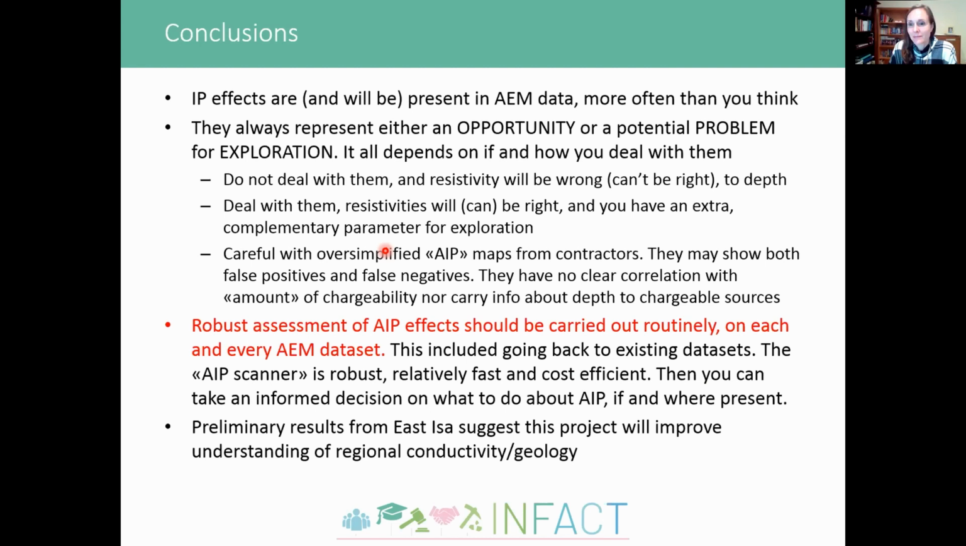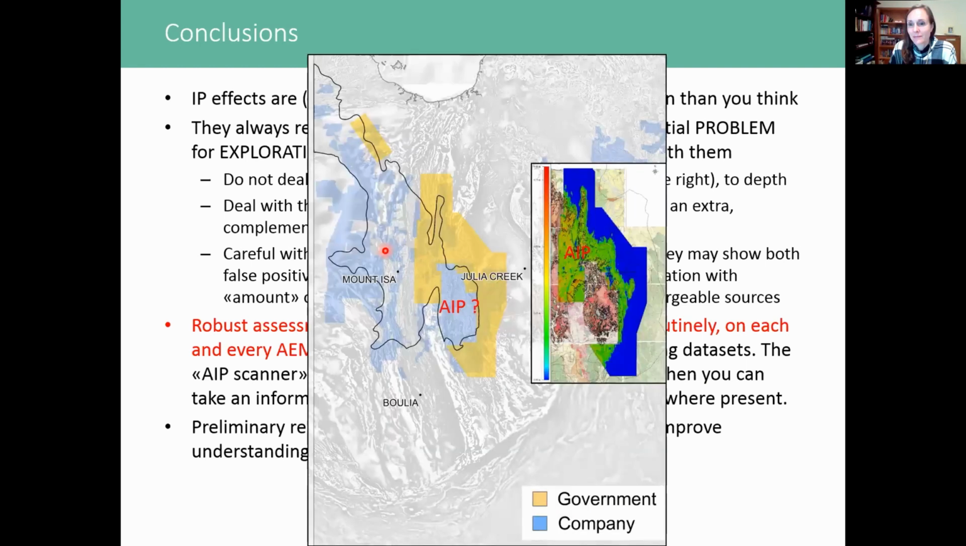As far as East Asia goes, I think preliminary results make us confident that there will be an improvement in the understanding of the regional geology and conductivity of the area. And I'll leave you with this question mark. This is a government survey. There is companies' interest in there. Given that all of this has got IP, I wonder if this one has it. This will be it. Thank you.